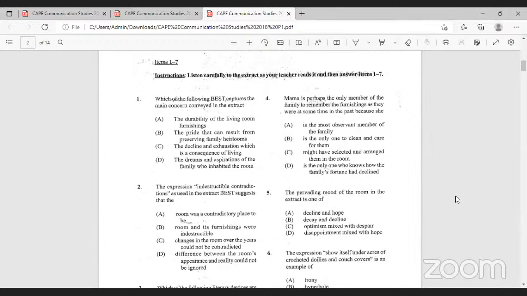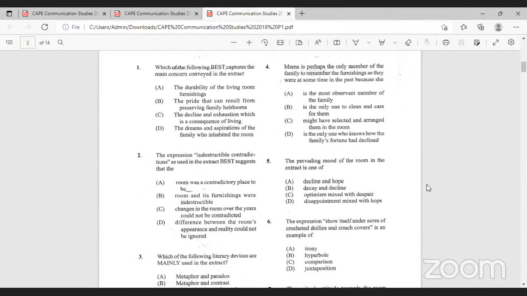Question 2. The expression "indestructible contradictions" as used in the extract best suggests that the room was a contradictory place to be, the room and its furnishings were indestructible, changes in the room over the years could not be contradicted, or the difference between the room's appearance and reality could not be ignored. What does it suggest, guys? Indestructible contradictions.